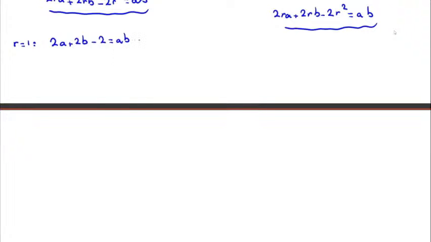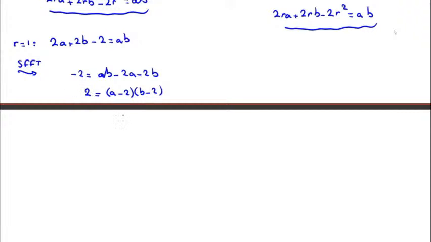And before the exam, I released many videos, and I said if we want to solve this, we should use SFFT. We call it Simon's favorite factoring trick. We take all things AB to one side: AB minus 2A minus 2B equal to negative 2. Then I say A minus 2 times B minus 2 will create AB minus 2A minus 2B, but we have 4 more. So we should add 4 to the left hand side, and we should add 4 to the right hand side, it will be 2.